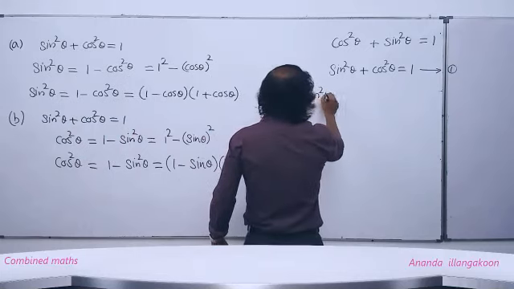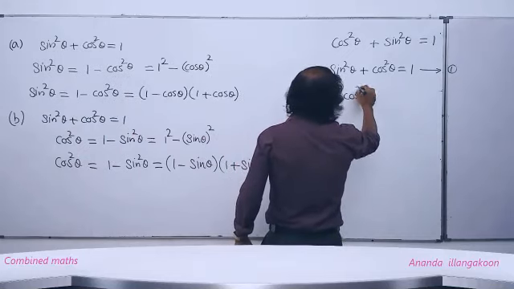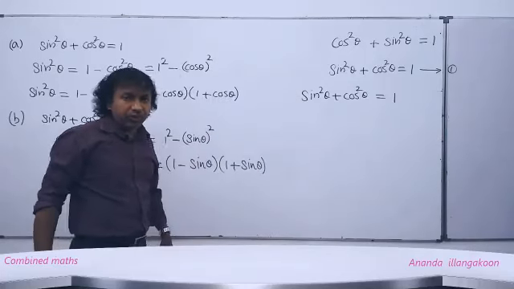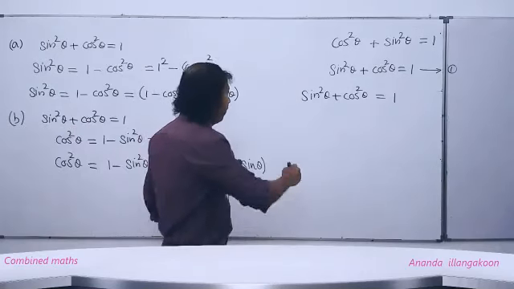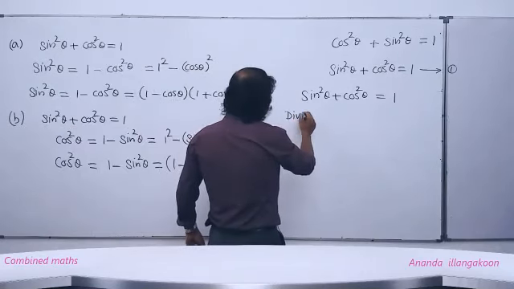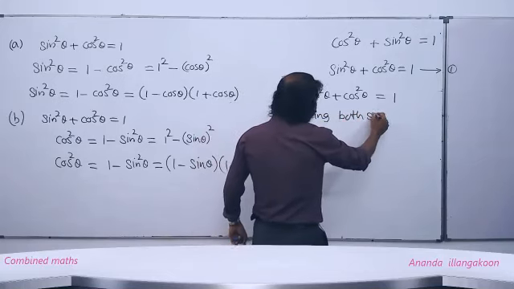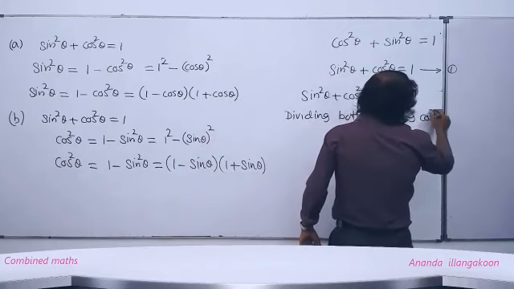Sine squared theta plus cos squared theta is equal to 1. Both sides of this equation, I am going to divide, people, by cos squared theta. I can write dividing both sides by cos squared theta.